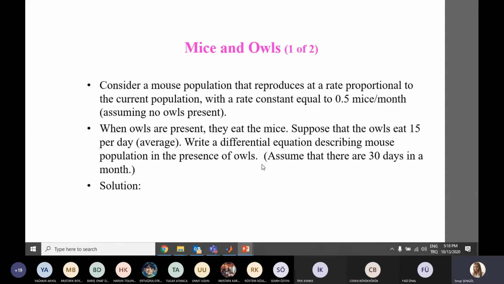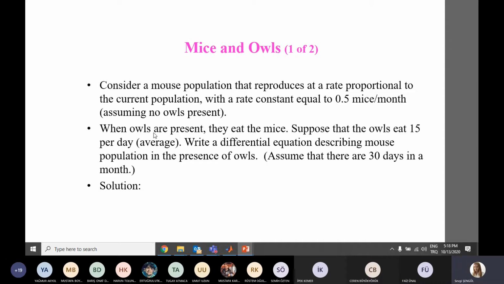Let's consider a mouse population that reproduces at a rate proportional to the current population with a rate constant 0.5. So we have a mouse population, and this population is increasing at the rate constant 0.5 proportional to the current population. Let's say our population is P, and this P is going to be changing with time, which means dP/dt. How? It will be increasing at the 0.5 rate, 0.5 times the current population P.